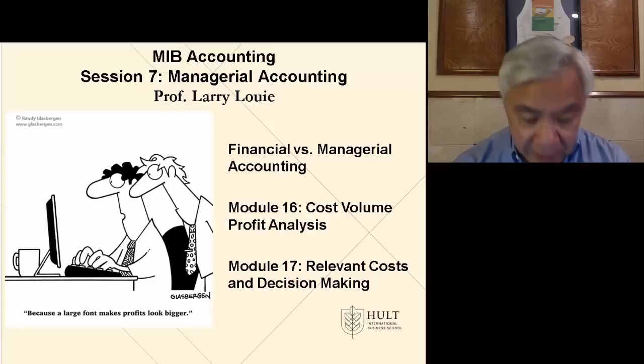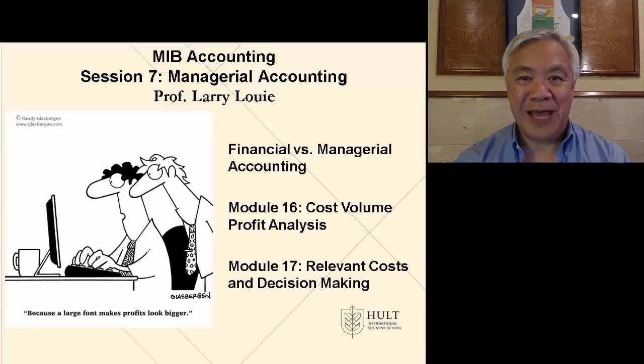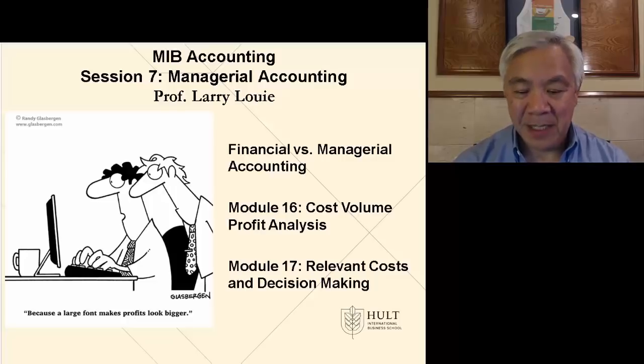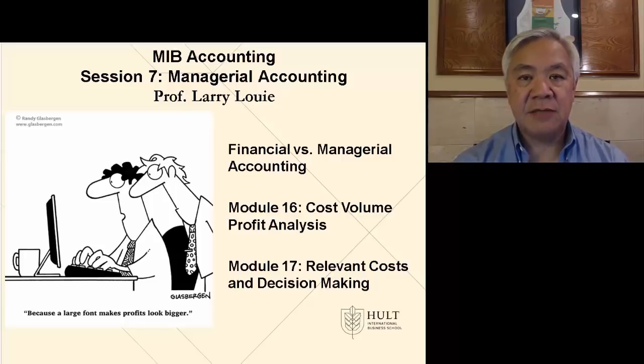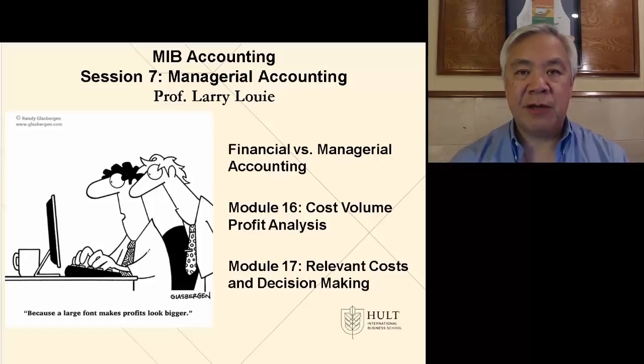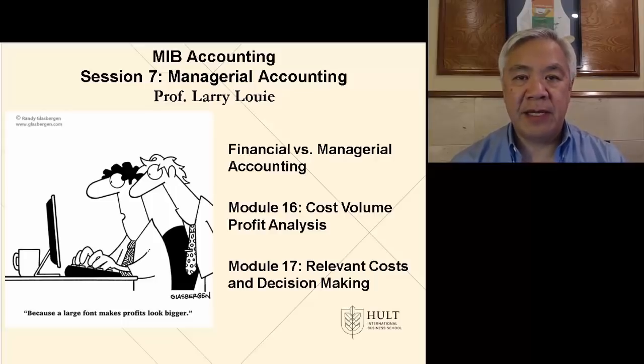The comic strip here is that because a large font makes profits look bigger, if only it were that easy to make profits bigger. In this particular session, we're going to cover 2 modules, modules 16 and 17. 16 is what we call CVP, or cost volume profit, otherwise more affectionately known as break-even analysis. And then module 17 deals with relevant costs and frameworks for making decisions using economic analysis.